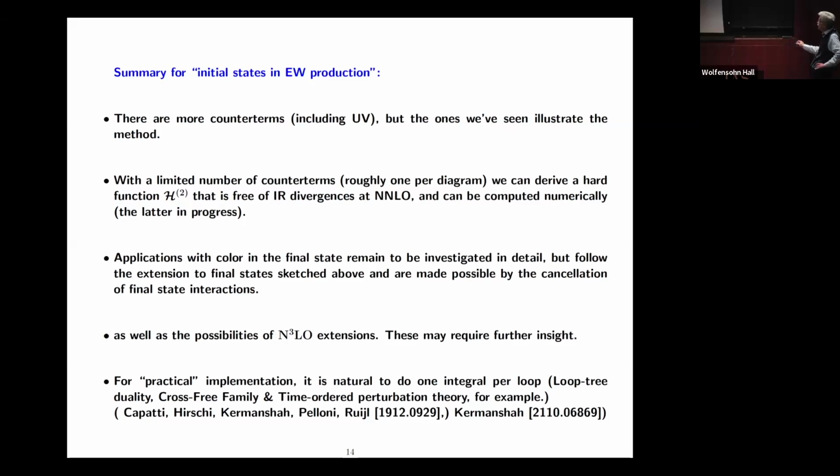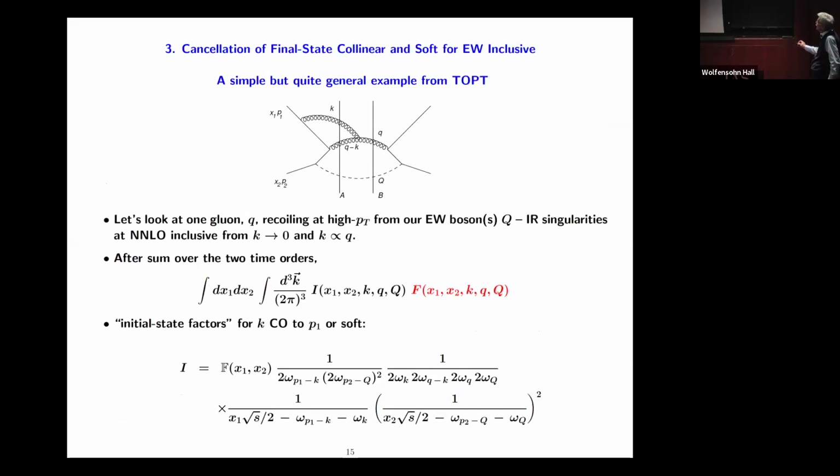For practical implementation, it's natural to do one integral per loop. This goes by the name loop-tree duality across a few families, and the one I like is time-ordered perturbation theory. And here are some references where people have looked and really made a lot of progress in showing how to do these finite integrals. And so the very last part, this is just a couple of slides, is to take a look at a case where this is a simplified diagram of a single heavy particle and one high PT gluon.